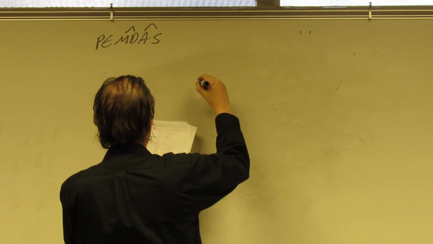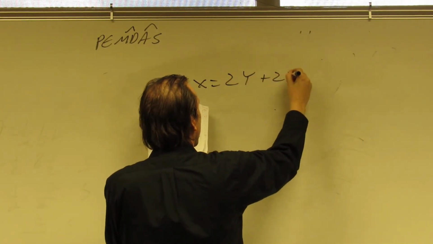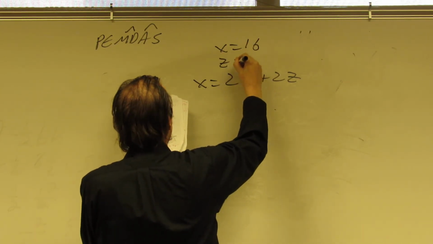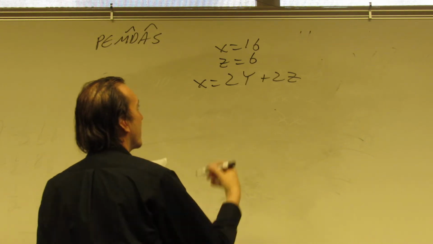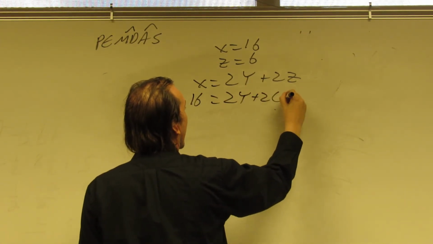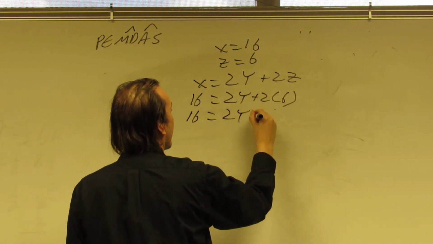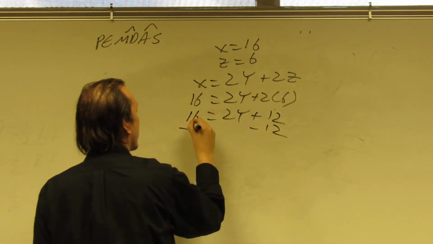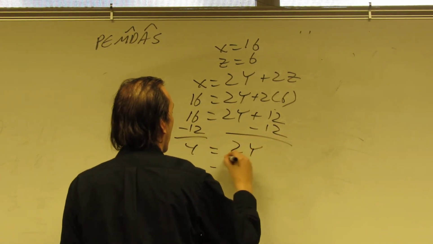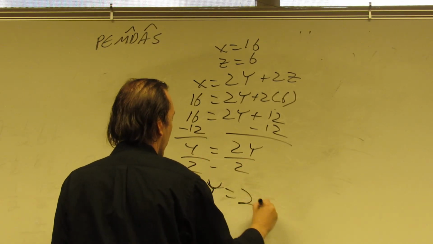Okay, let's say that we have x equals 2y plus 2z, where x equals 16, z equals 6. So we're going to substitute: 16 equals 2y plus 2 times 6. Do our multiplication. 16 equals 2y plus 12. Subtract the 12. We get 4 equals 2y. Divide both sides by 2. So y is going to equal 2.